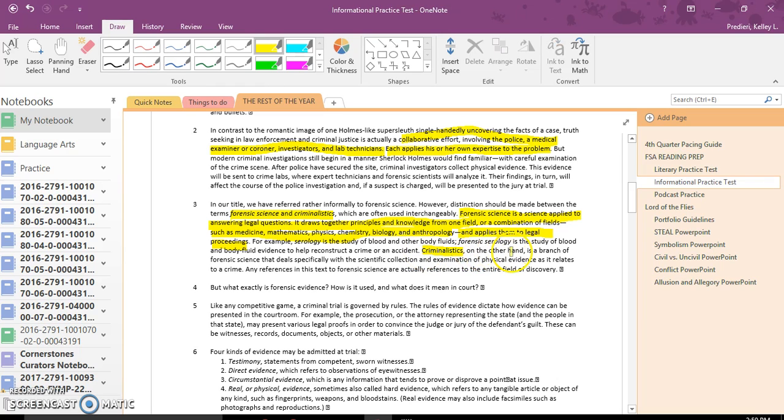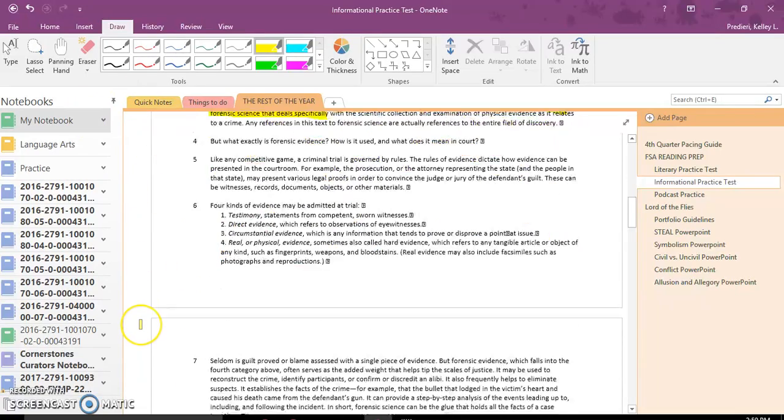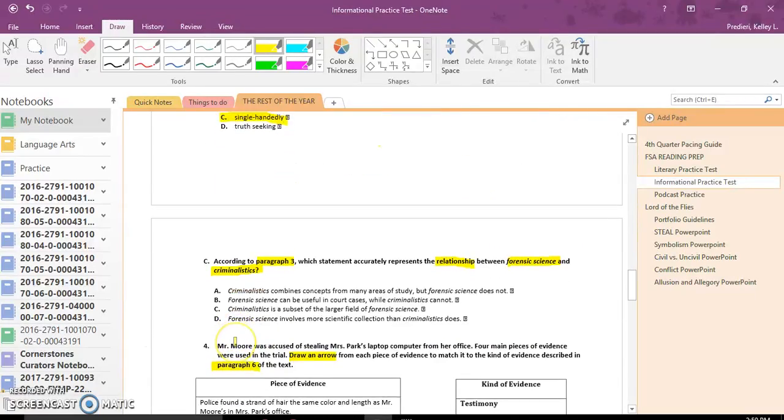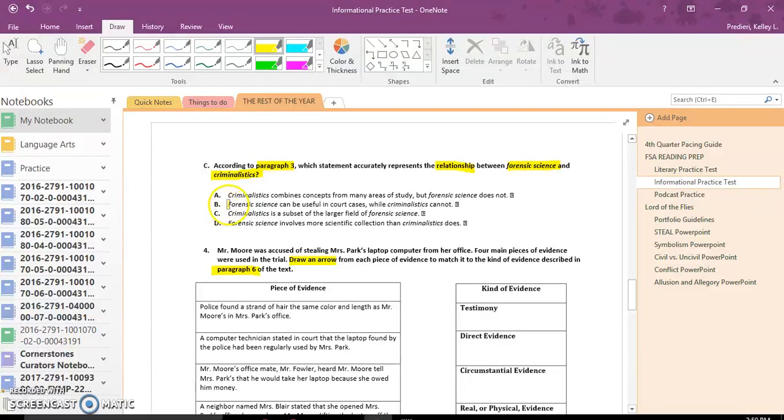Criminalistics, on the other hand, is a branch of forensic science that deals specifically with the scientific collection and examination of physical evidence. Alright, so criminalistics is a branch of forensic science. I think that's the key.